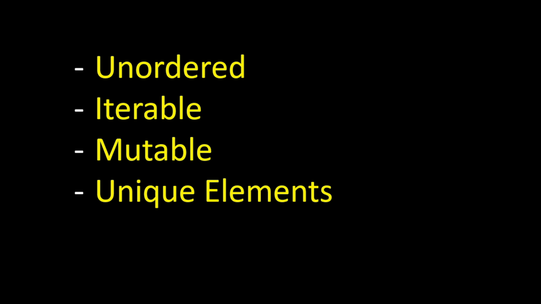Then moving towards iterable. What is iterable? Iterable means we can iterate over a loop, or we can iterate one by one over the elements of a set. Let's talk about mutable. What is mutable? Mutable means we can change or modify any element of a set. And the last is unique elements. That means a set does not allow duplicate elements, so the elements must be unique.